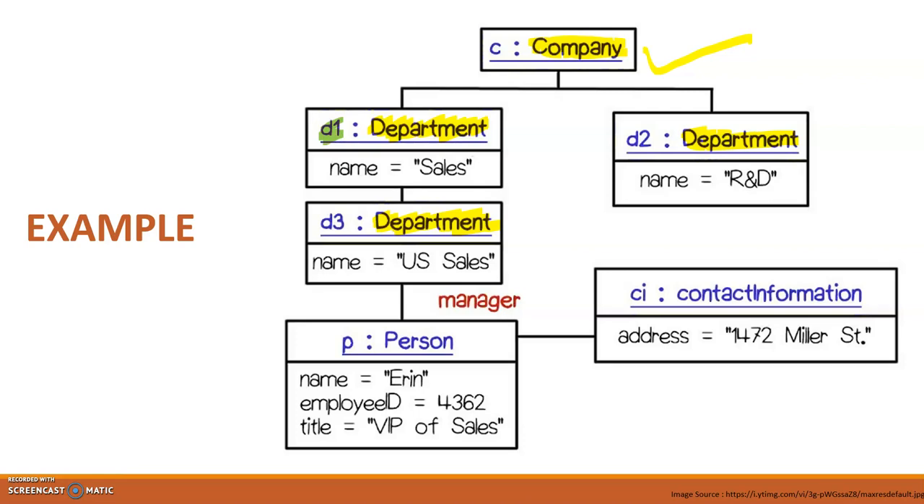D1 is the first object of department, and this D1 refers to the cells. So the name of D1 is the cells. Name is the attribute. Similarly, we have another object D2. See, we have a single class called department, right? Department is a single class, and this department contains multiple objects D1, D2, D3, right?